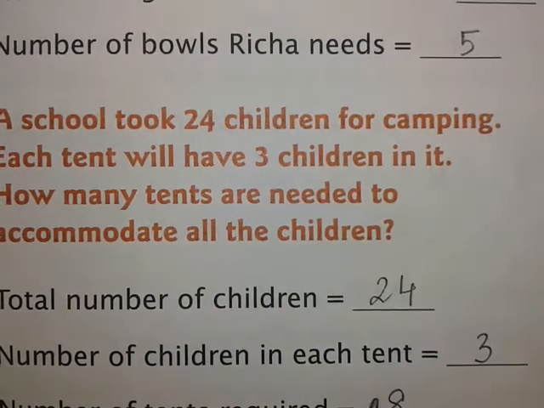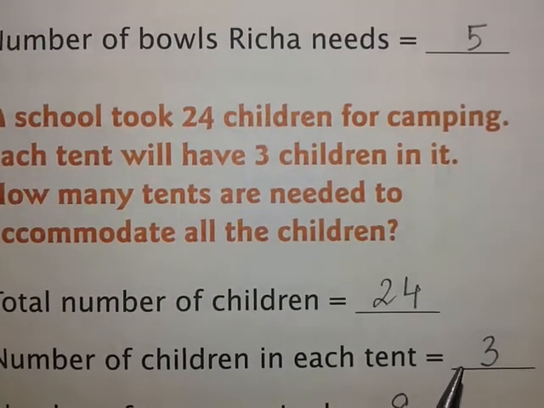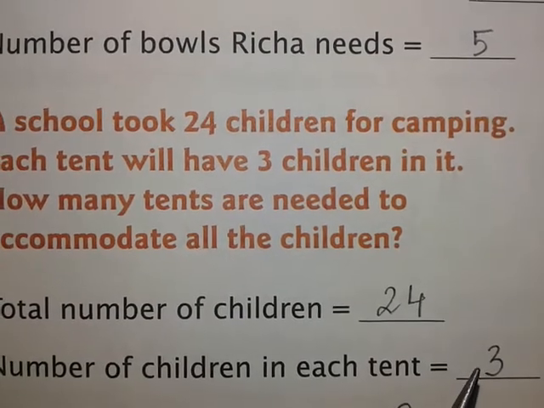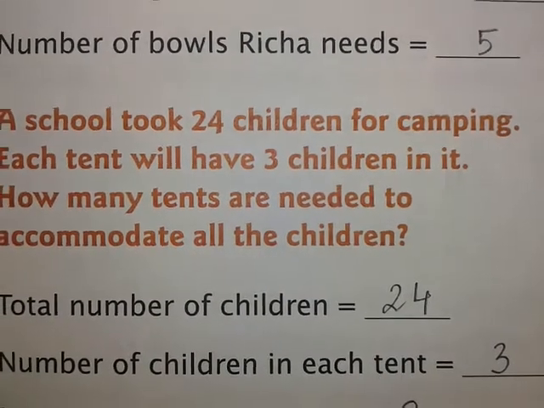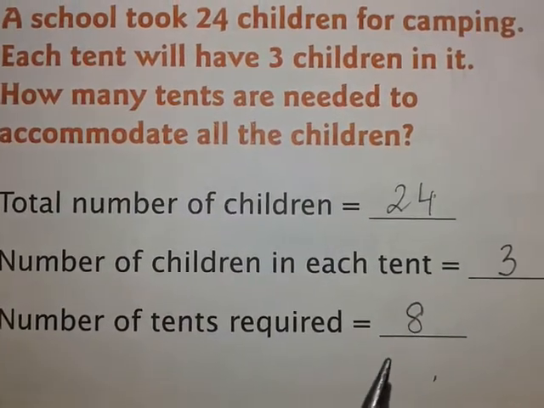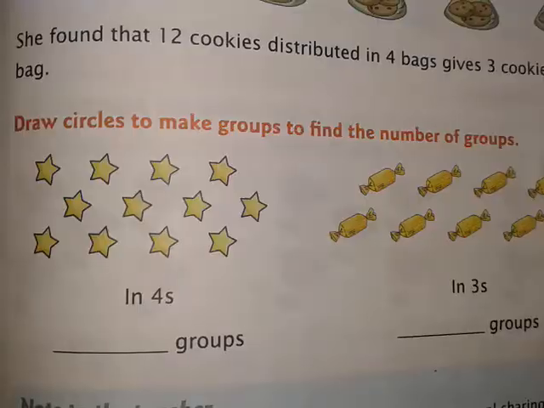So number of tents will be 24 divided by 3. Same way, in the table of 3 you will find 3 into 8 will give you 24. And that is the answer that we have written. Number of tents required will be 8.